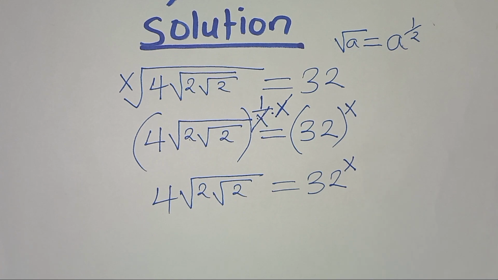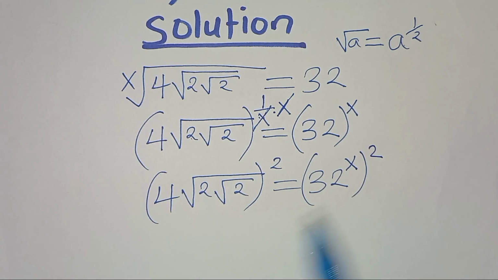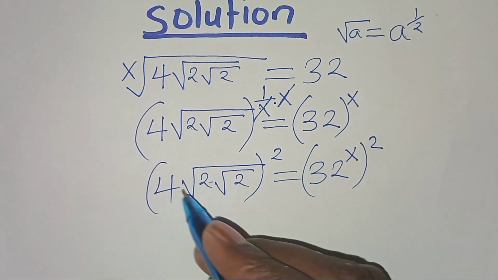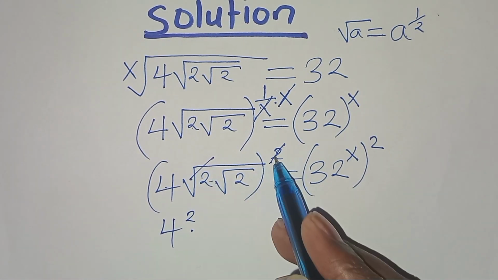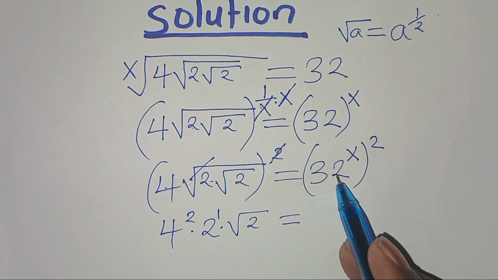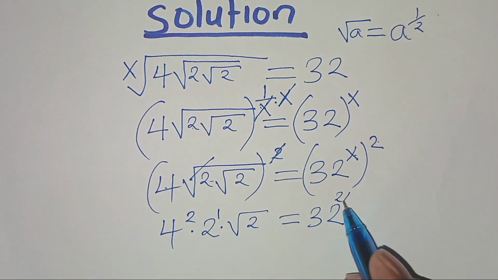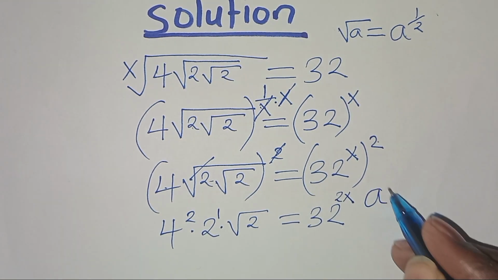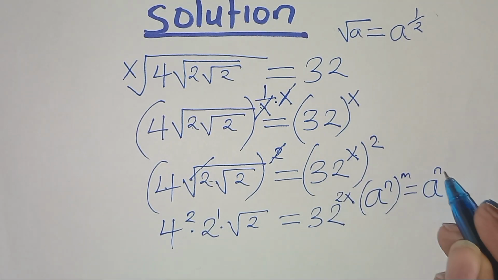The next step here, let's square both sides so that you can eliminate the second square root sign. Now here we have 4 squared, multiplying by, now this square root sign simplifies, so multiplying by 2, this is 2 to the power 1, multiplying by square root of 2. This is equal to 32 raised to power x times 2, which is 2x, following the property that a power n raised to power m can be expressed as a power n multiplying by m.